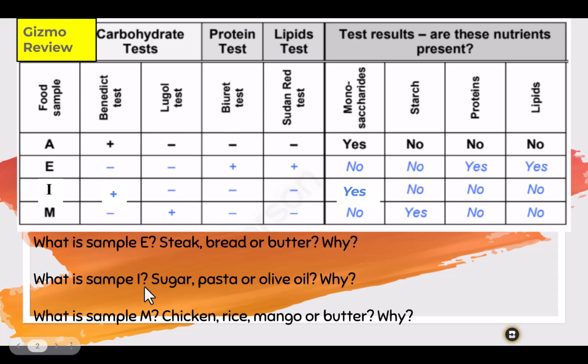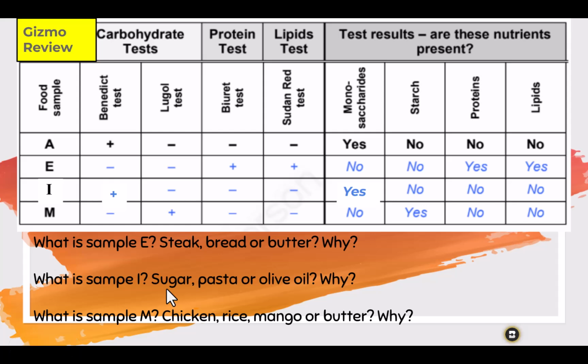All right, let's look at sample I. Sample I tested positive for carbohydrates, but as I move down and look at the other test, there were no starches present for sample I. And since there were no starches present, it wouldn't make any sense to choose pasta. However, there were sugars present. And since sugars are a type of carbohydrate, sugar was the best answer for sample I.